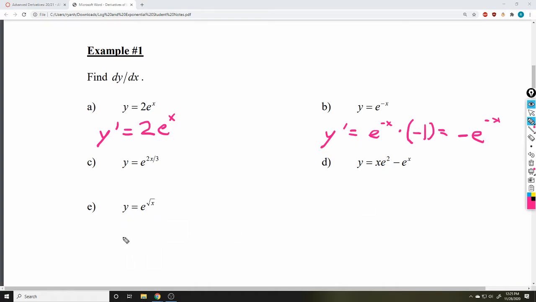Jumping down to part E, I'll ask you to do part C and D in class. Derivative of e to the square root of x is e to the square root of x. But then we've got to multiply by our derivative of the inside part. Derivative of square root of x, that's x to the 1/2. So we want 1/2 x to the negative 1/2. So 1 over x to the negative 1/2 means take the square root and put it in the bottom. So another way we can rewrite that is e to the square root of x on top, and then we have a 2 square root of x on the bottom.